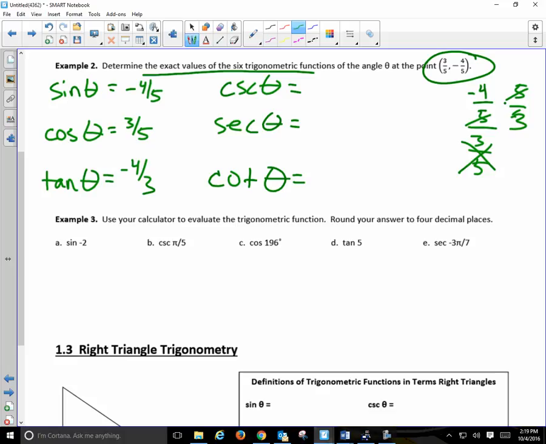Yesterday we talked about sine, cosine, and tangent, right? Well, guess what? Today I'm going to show you cosecant, secant, and cotangent. I bet those are really hard, aren't they? Do you know what the relationship between sine and cosecant is? They're reciprocals. That's what we said yesterday. So what's the reciprocal of negative 4/5? Negative 5/4.